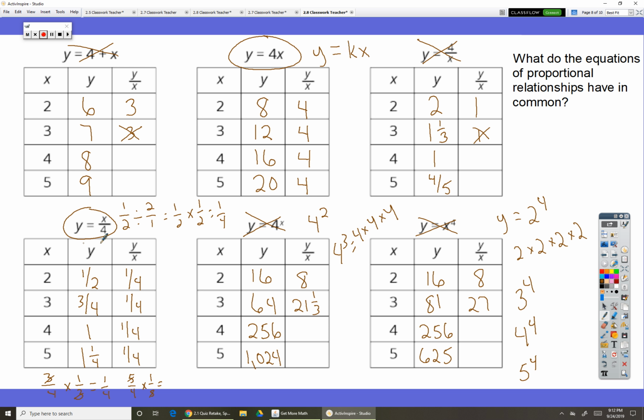This one looks a little different. This one has division instead of multiplication. This one is saying that y equals x divided by 4. Well, remember when we divide by 4, that's the same as multiplying by 1/4. So another way to write this equation is y equals 1/4 times x. So when we look at it that way, it fits in the same form as the other equation. We have y equals the constant of proportionality times x.